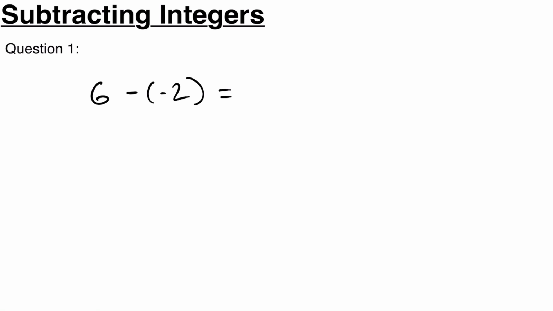Our first step is that we're going to keep the first number the same. Our second step is that we're going to change the subtraction to addition, and then our third step is that we're going to switch the sign of the second number regardless of what it is. So let's rewrite this equation following these 3 steps. We're going to keep the first sign the same, we're going to switch the subtraction to addition, and then we're going to switch the sign of the second number regardless of what the original sign was.